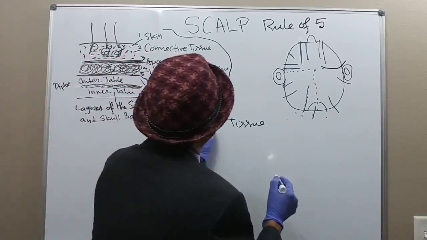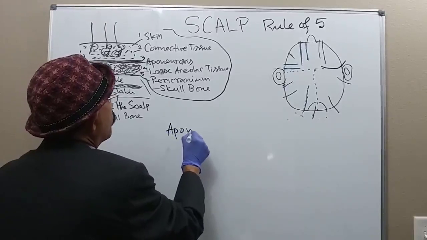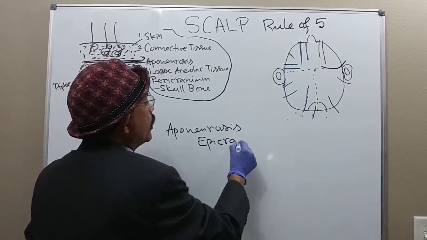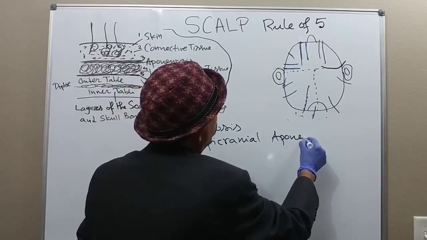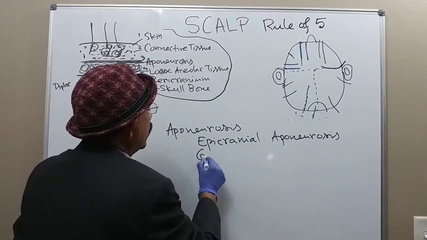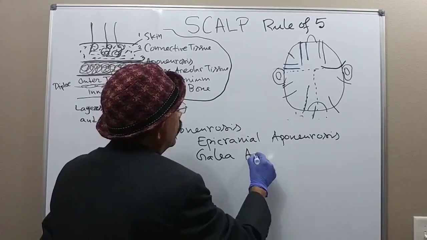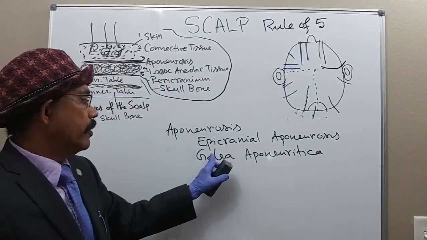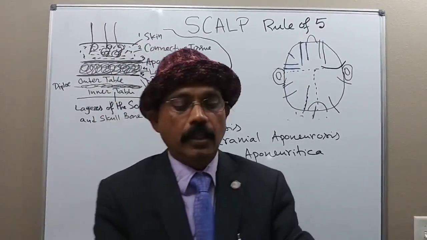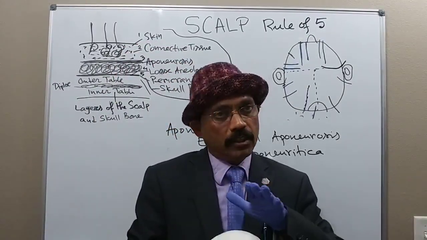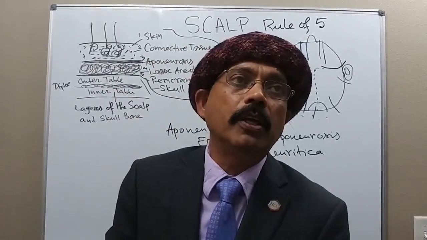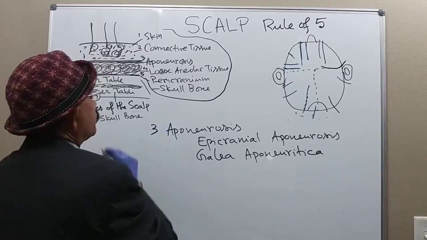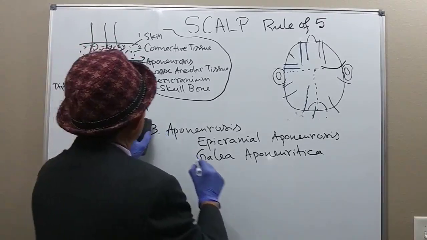Then we get the aponeurosis. It is called the epicranial aponeurosis, also called galea aponeurotica. Galea means something like a shield, so it is called galea, like a shield. Okay, galea aponeurotica or epicranial aponeurosis. This is the third layer. Then we go to the fourth layer.